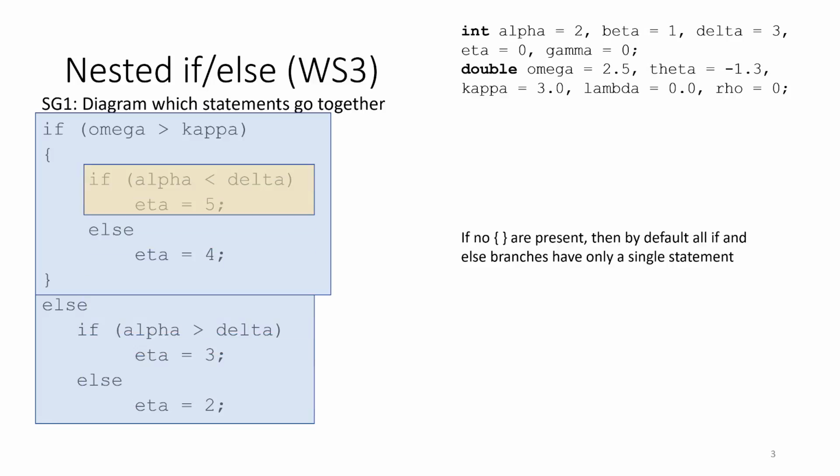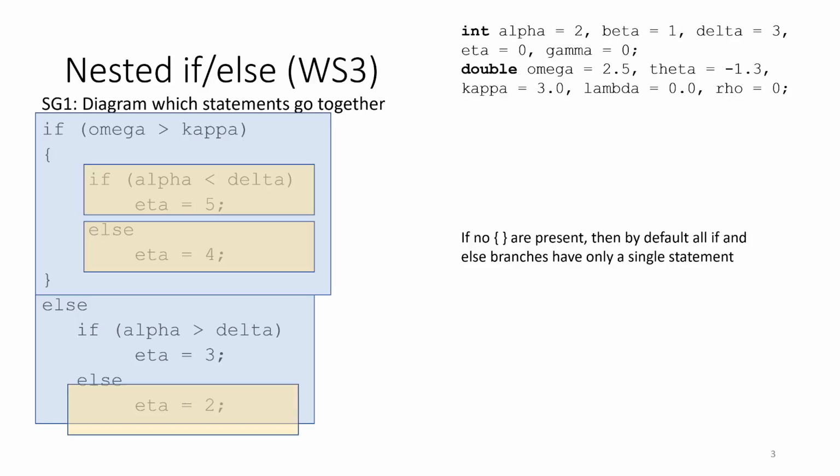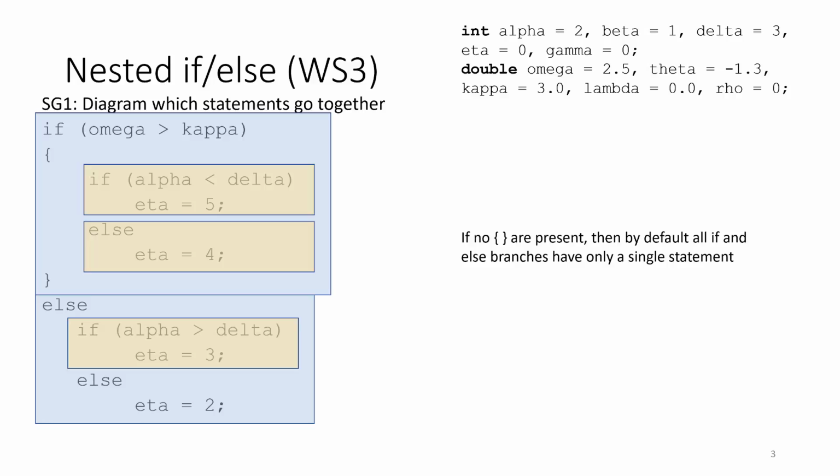Inside that first if block, there is another if statement, nested, that says if alpha less than delta. Because there are no curly braces, by default, the if gets one statement. The same goes for the else. There are no curly braces, it gets one statement. Inside the else block, again, there are no curly braces, so the if for the else gets one statement, and the else for the else gets one statement. Now we have diagrammed all the statements that go together.